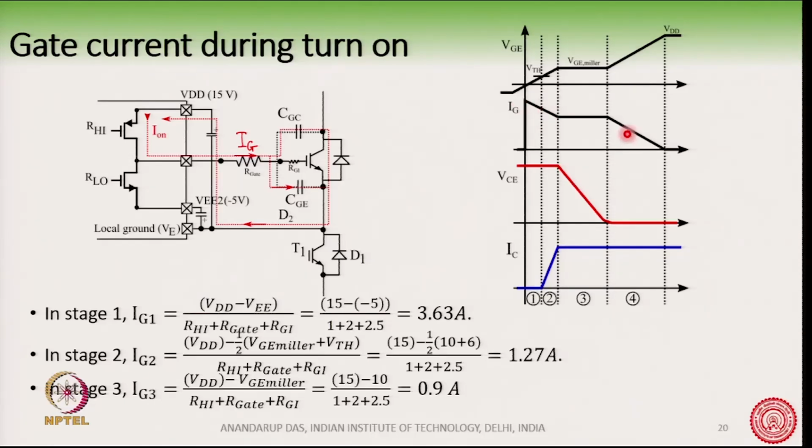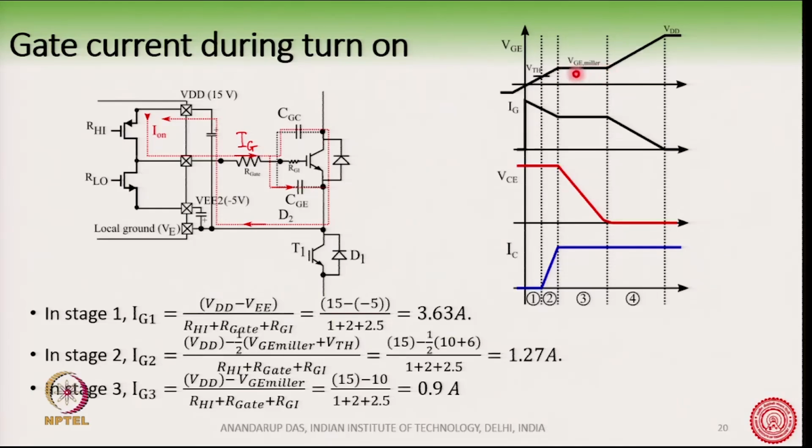In a similar way, IG2, that is the average current, roughly the current here. Then you see the VGE voltage, again we will apply the KVL. The VGE voltage we can assume midway between V threshold and VGE Miller. So, we have taken half of VGE Miller and V threshold, and VDD is the applied voltage. So, this is the net voltage in the loop, and this is the net resistance in the loop, and this value is 1.27. These values VGE Miller and V threshold I have taken from the data sheet.